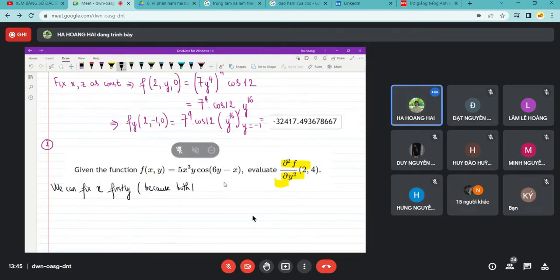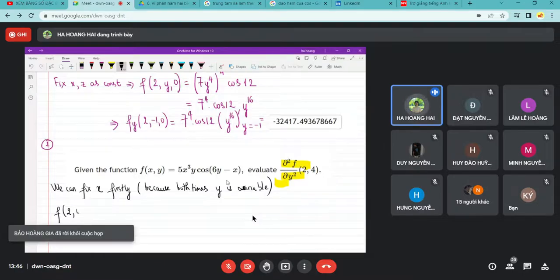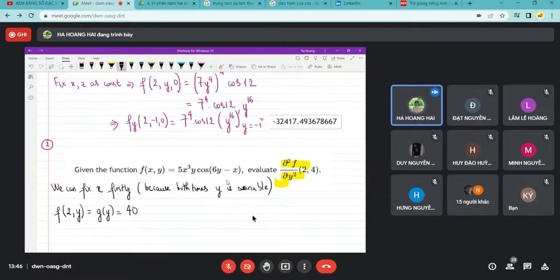Okay, in both times of differentiating, y is the variable, right? It means that we fix x as 2 here, and we keep y, so it becomes a function g(y), and is equal to, we have here 8, 5, 40y, and here we have cosine of 6y minus 2.